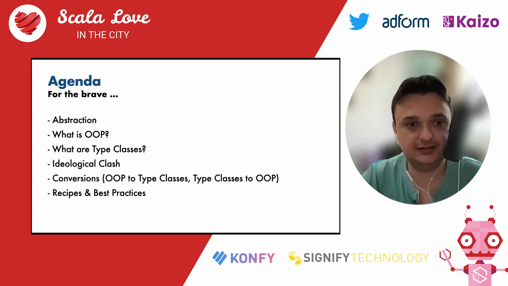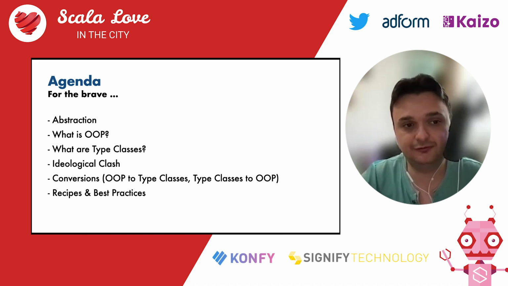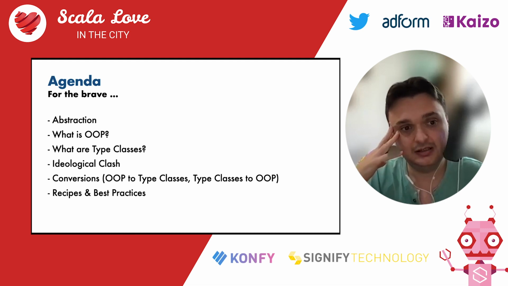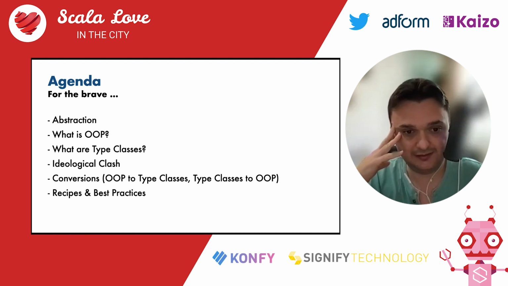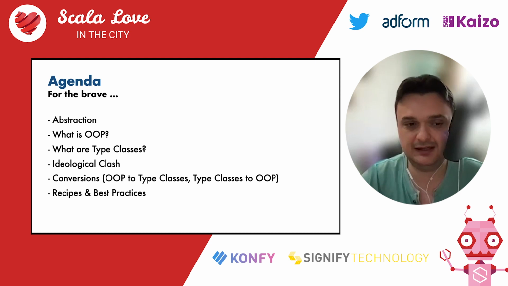And as an agenda, I have a lot of material to cover, and on some of the slides I'm going to go a little too fast. So in case I end up without enough time, please see me afterwards in the Q&A session. We are going to talk about abstraction, what is OOP, what are type classes, the ideological clash between them, and conversions, how to convert from a classic OOP design to type classes and vice versa, and some recipes and best practices. Not as many as I'd like to cover. Hopefully we'll continue doing that elsewhere.